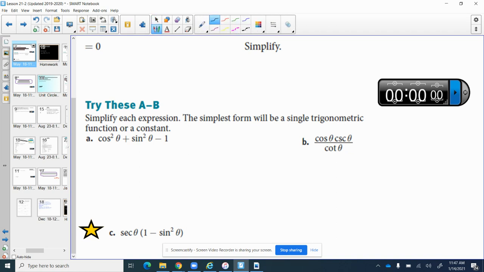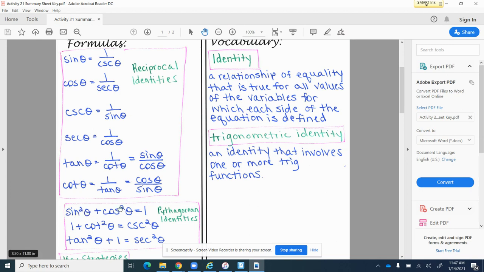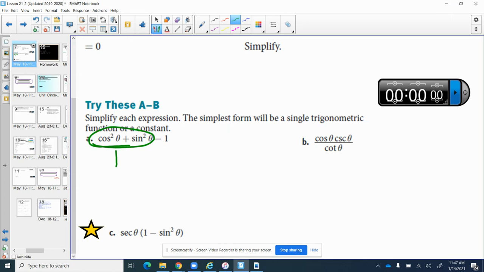Now, something you might notice in part A is that we are given right here the Pythagorean identity of cosine squared plus sine squared. Now, normally we write sine squared plus cosine squared. Again, you can reverse that order, and it equals 1, because again, addition is commutative. So we end up with 1 minus 1 when we substitute in. Well, 1 minus 1 is 0.